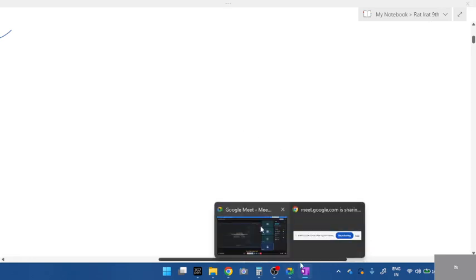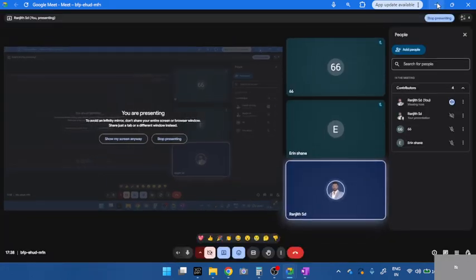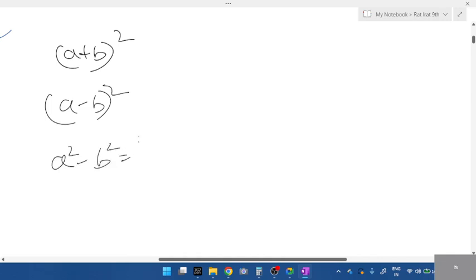Now next, a few algebra formulas. What are the algebra formulas we studied, students? Three algebra formulas. Tell me: a plus b the whole square, a minus b the whole square, and what is a square minus b square? Write the formula for this.